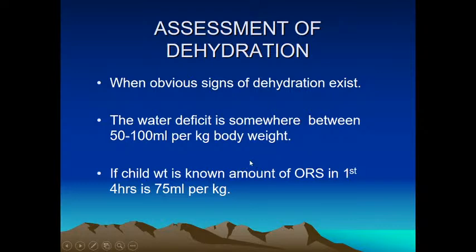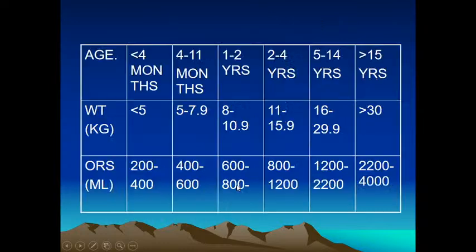How do you assess the dehydration? We have already mentioned it. And the water deficit is somewhere between 50 to 100 ml per kg body weight. Child is known. So as far as giving ORS is concerned, there's a chart by which we can decide how much ORS to be given from 4 months to 15 years. You must ensure that a graded amount of fluids is given.